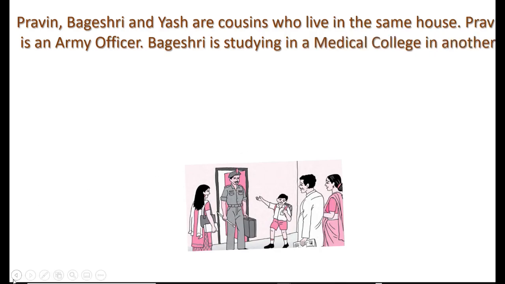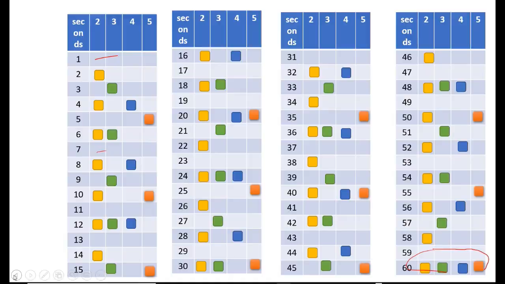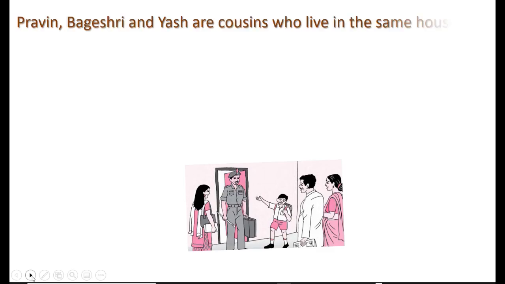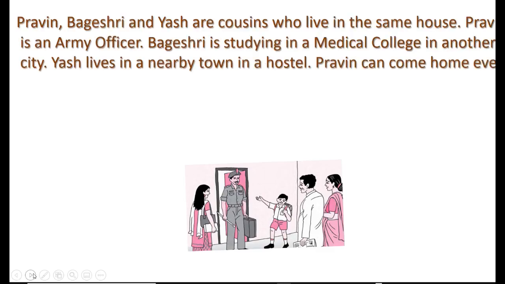Army officer. The one you saw, that army officer. This one is the army officer. Okay, he is an army officer. Bhagyeshri is studying in a medical college in another city. Yash lives in a nearby town in a hostel. Students.